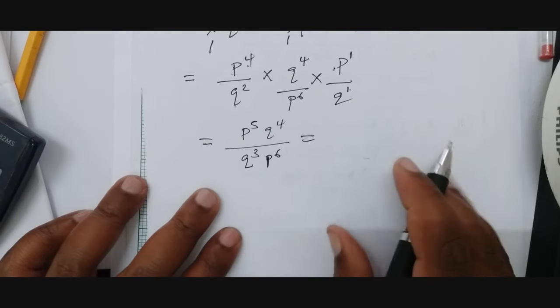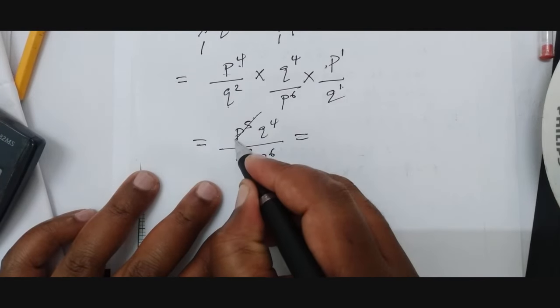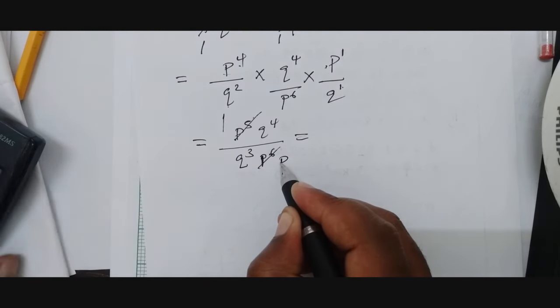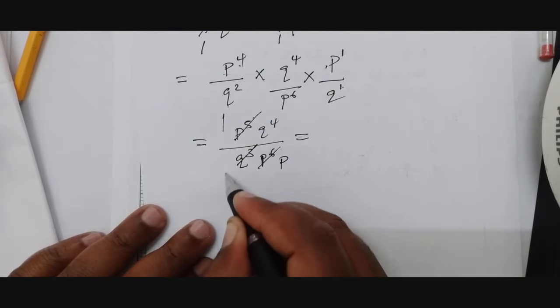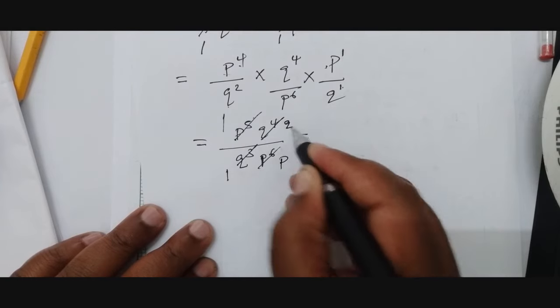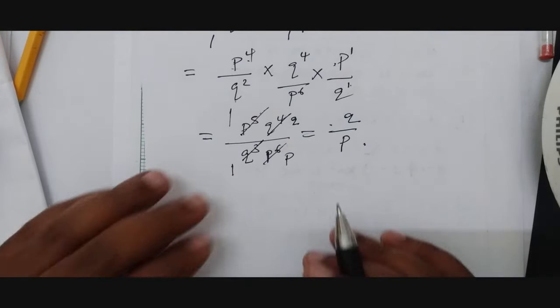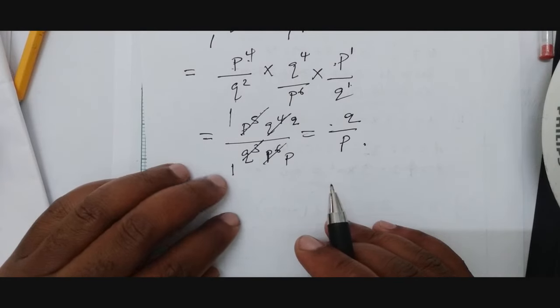It makes your job easy. This one will cancel, here we remain with P. Here 1, here you remain with Q. So your answer is Q over P. That's where we end for this paper.